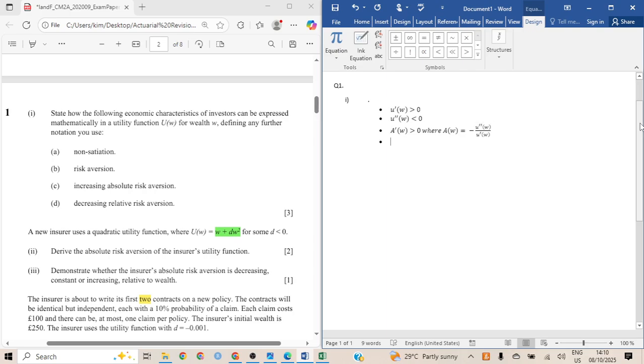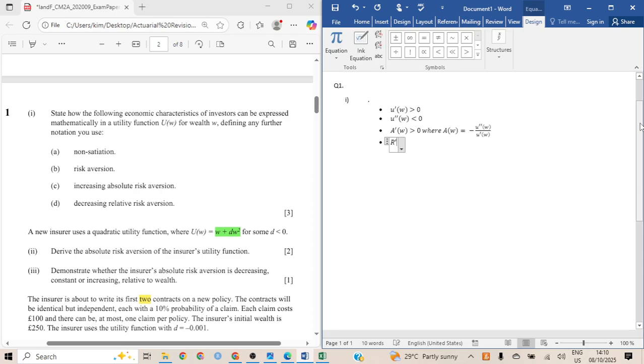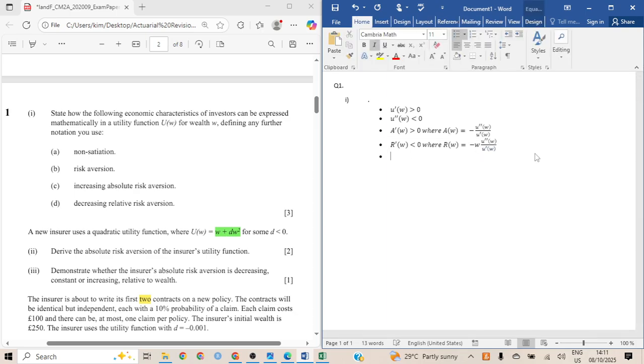And then the fourth one is decreasing RRA. So again, this is the first derivative of RRA, and it is decreasing, so it is less than 0, where the relative risk aversion is given by this formula here, minus wealth times the second derivative of the utility of wealth over the first derivative of the utility of wealth. And with that, we have our 3 marks, easy.